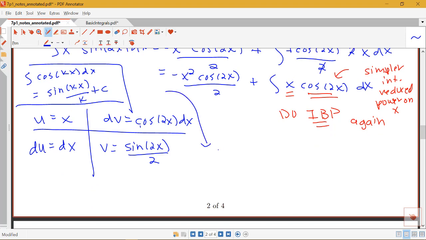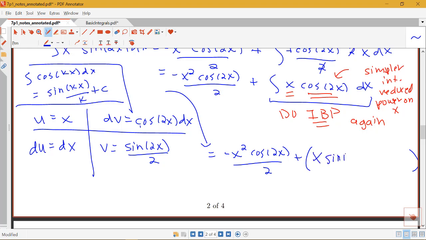So notice what we have here now. This is negative x squared cosine 2x over 2 plus, and then we're going to be replacing this integral of x cosine 2x dx with our integration by parts formula of uv minus the integral of v du, where we have u and v defined according to this second application of integration by parts. So I'll have x times sine of 2x over 2, uv, minus the integral of my v of sine 2x over 2, and then my du, which is just dx there. I'll squeeze that in.